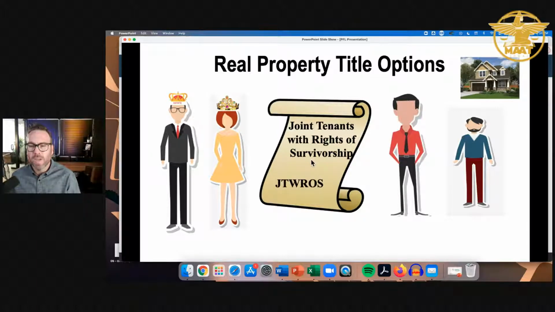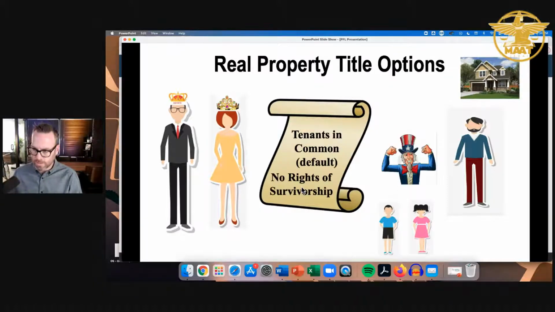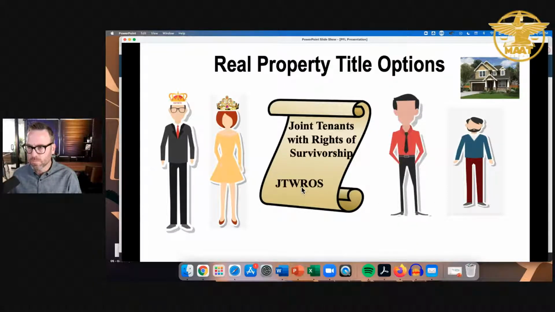Okay, there's how it's abbreviated. I think that's the common abbreviation, joint tenants with rights of survivorship. It's just so wordy, so many words, but a very important distinction to determine what happens to the property if one of the owners passes away.